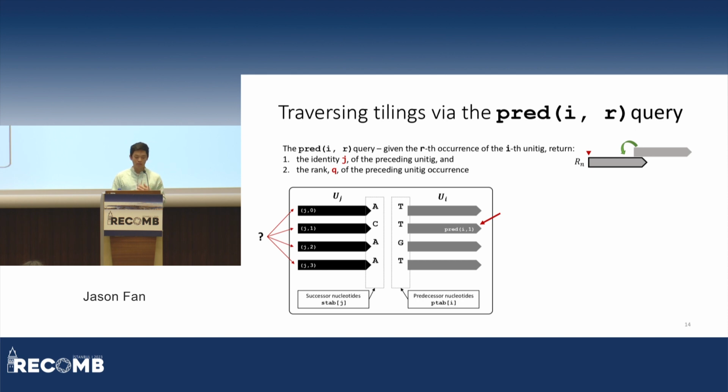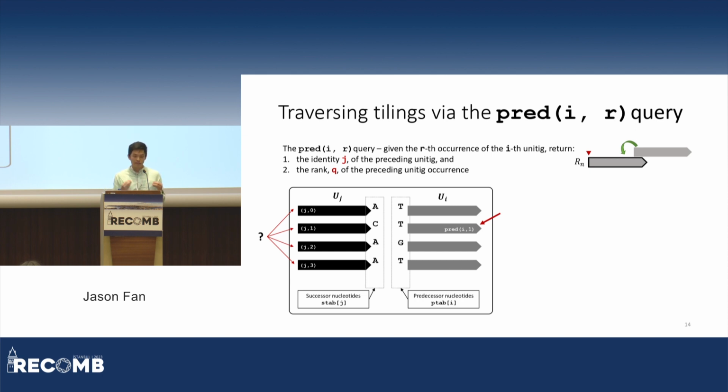So graphically, we have this. We've stored data about UI and UJ that occur as predecessor-successor pair occurrences, and I start at the rth occurrence of UI. I need to know, on the reference where I've stored UI, which occurrence of UJ precedes me. We've stored predecessor nucleotides, and we've stored successor nucleotides.